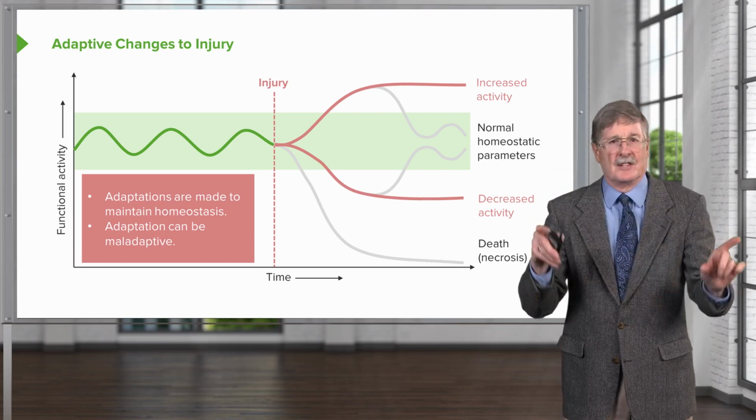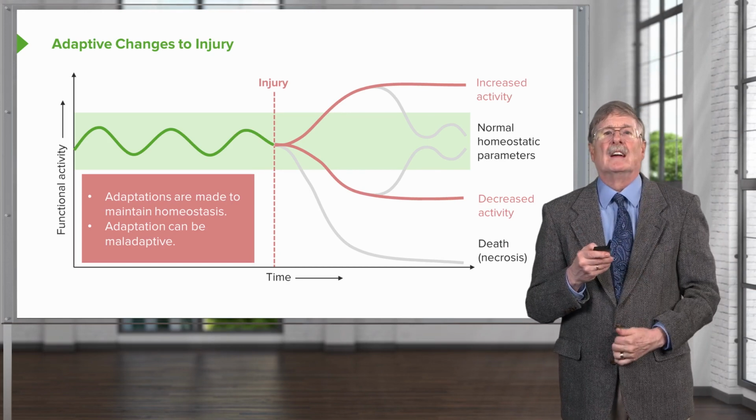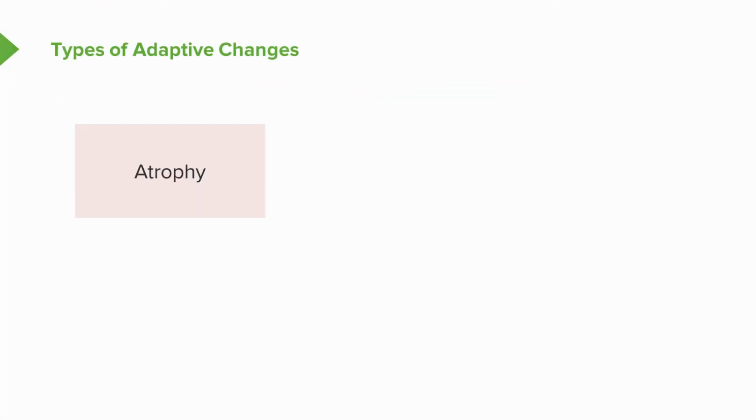All right, just a general high-level concept, but let's get down a little bit more into the weeds. We're going to look at several adaptive changes. Atrophy, cells getting smaller, tissues getting smaller. We're going to look at hypertrophy, cells getting bigger, tissues getting bigger. Hyperplasia, cell number increasing.